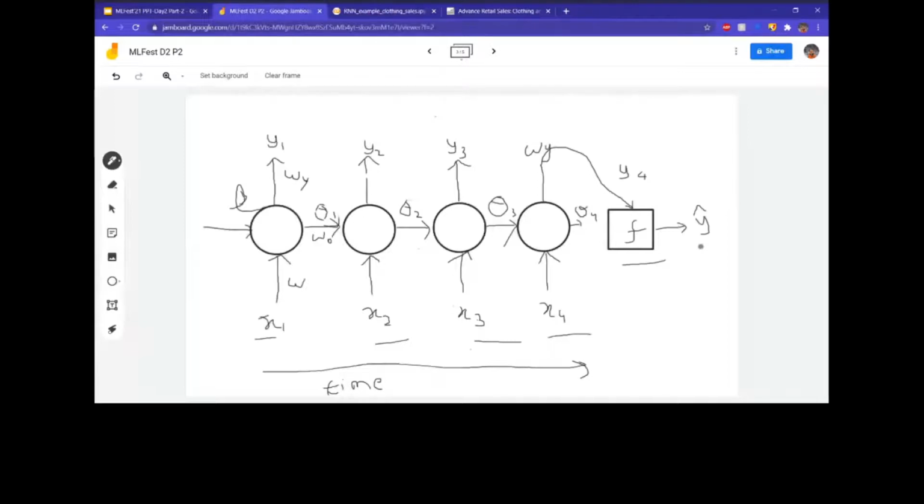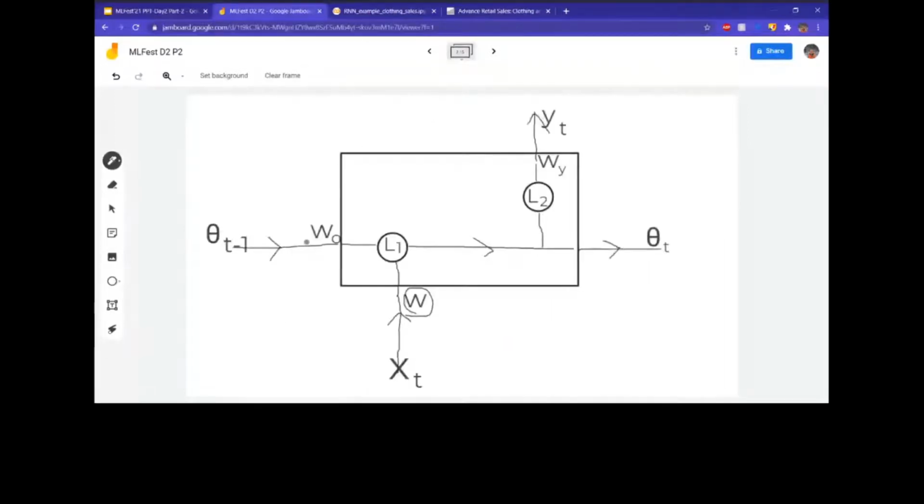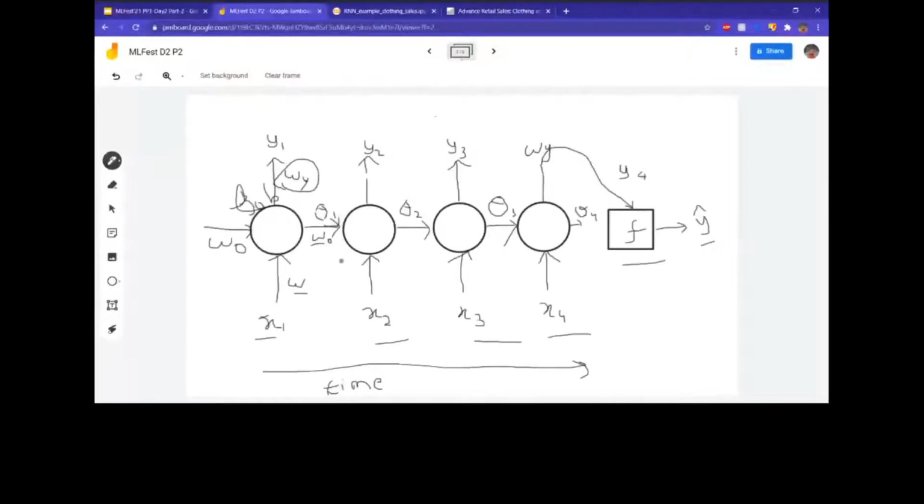Then the weight which would be applied to the previous output would be W naught. I should have written it here. So that's W naught, but we'll be looking at this one. And the weight which we will be multiplying with the output will be WY, right here.